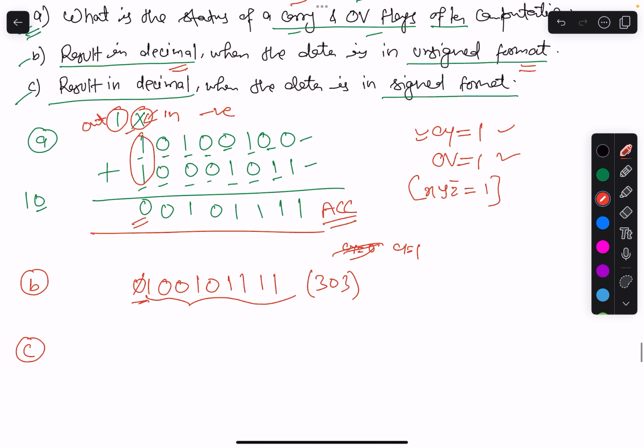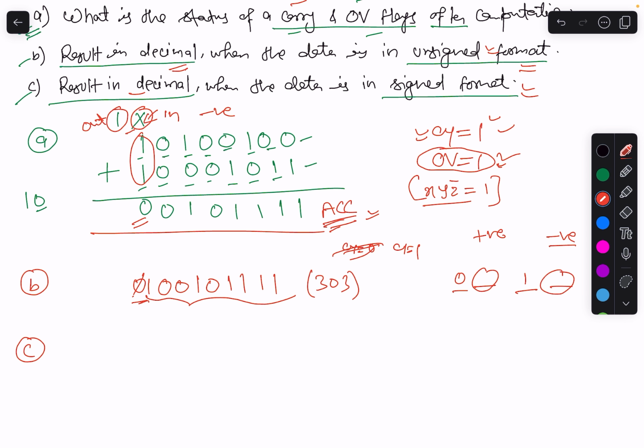Now the third is the result in decimal if the data is in signed form. For calculating the result in the signed format, we need to check whether overflow is 1 or not. If there is no overflow, the accumulator content is the result. Similar to the unsigned format: if carry is 0, the accumulator is the result. If carry is 1, then we put 1 here. Similarly, if there is no overflow, the accumulator is the result. If there is overflow, if it is positive overflow, we put 0 before the accumulator, and if it is negative overflow, we put 1 before the accumulator. We have seen these things many times in the previous videos, right?